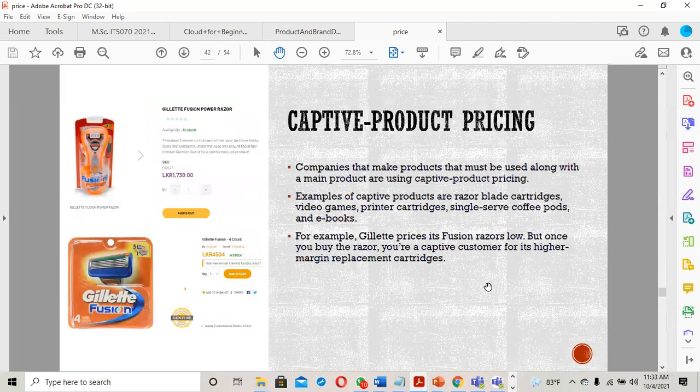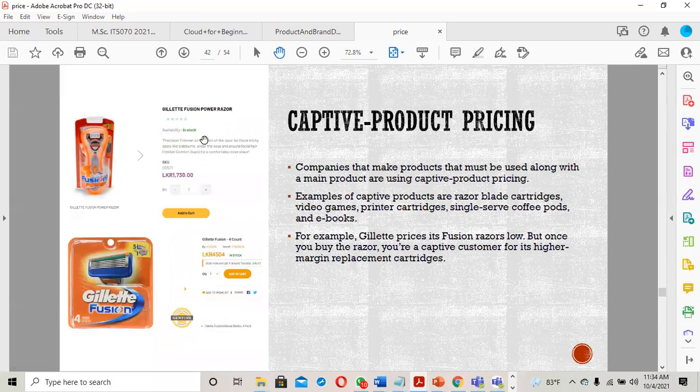Then you have captive product pricing. So you have the razor, and then you have the blades. You sell the razor separately. Right? You sell the razor and then the blade separately. The razor only costs you this much, $17.30. But what about the blades? $45.4. But if you buy this, then you're going to have to buy this, right? So that is captive product pricing. If you buy this, you definitely have to buy this as well.